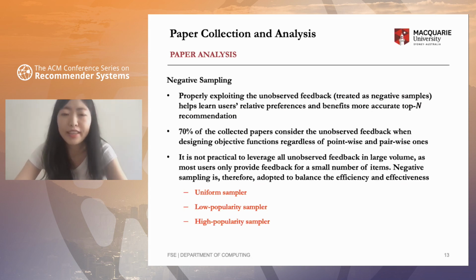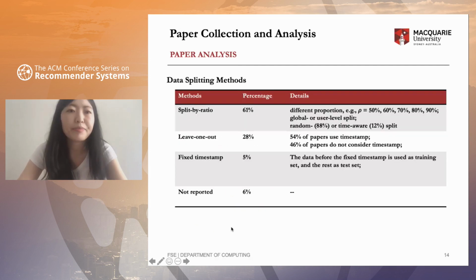And also we find that around 17% of the collected papers consider the unobserved feedback as negative samples when designing the objective functions. While it is not practical to leverage all unobserved feedback, therefore negative sampling is adopted to balance the efficiency and the effectiveness. And in our study, we compare 3 different types of samplers: uniform, low popularity, and high popularity.